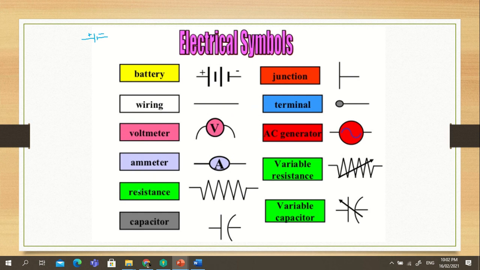The ammeter looks like this, the resistance has this symbol. The capacitor we have like this, and then this is bent. Then the junction, then the terminal symbol. AC generator, and we have variable resistance, so if you have the arrow, it indicates variable. We have a capacitor here, and then you have the arrow, so it means that this is a variable capacitor.